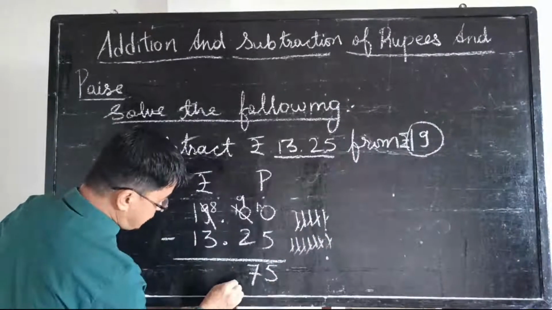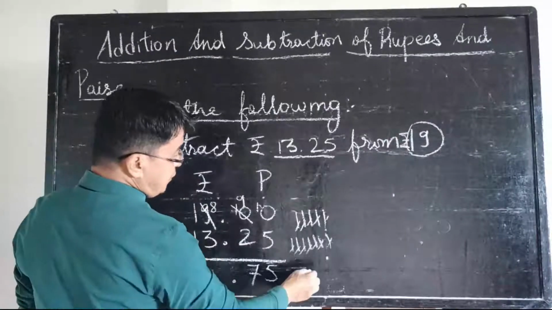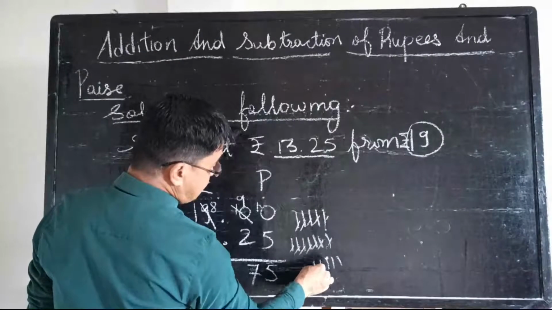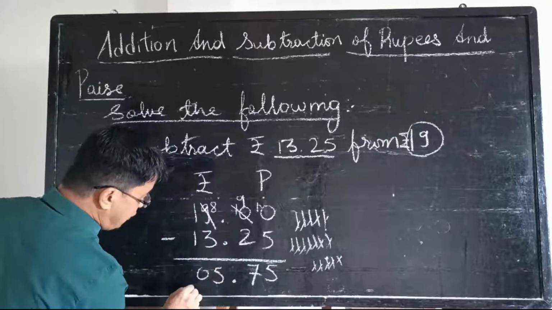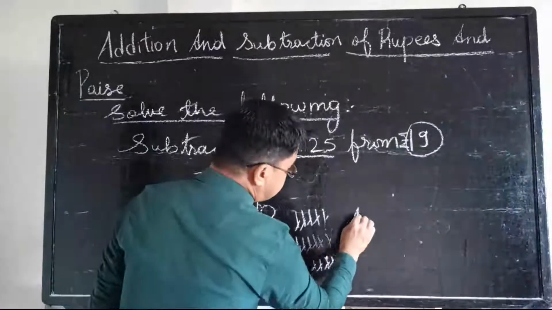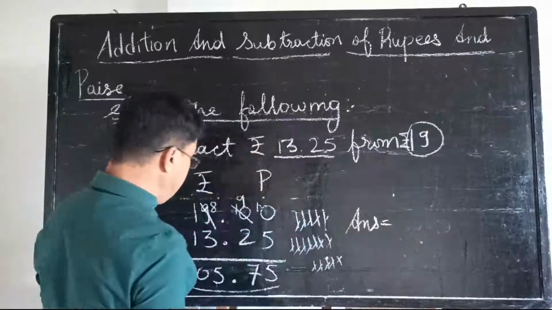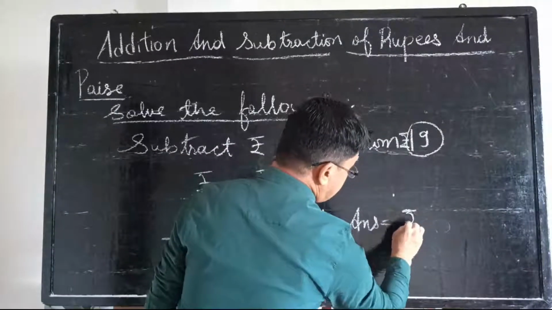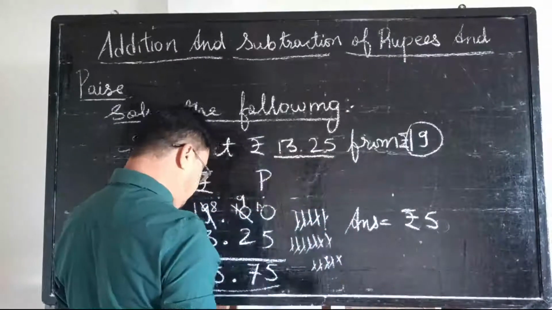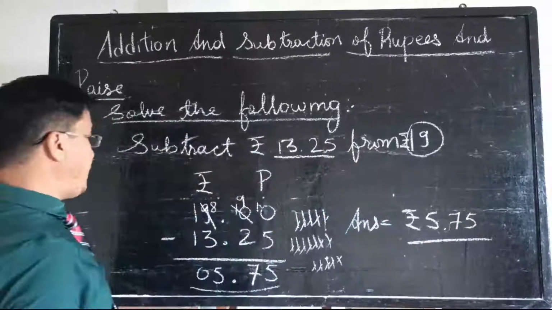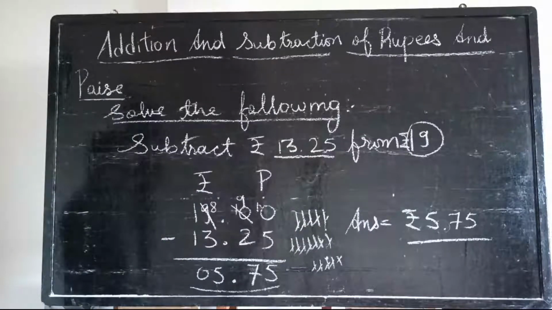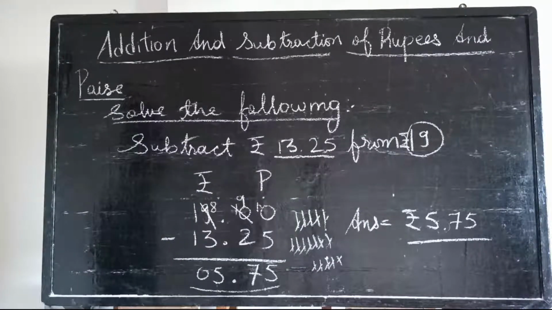Don't forget to put this dot. Now 8 minus 5, 3. Then 1 minus 1, 0. So the answer is equal to 5 rupees. How many paise? 75 paise. So when you subtract 13 rupees 25 paise from 19 rupees, we get 5 rupees 75 paise. So I hope you understood how to add and subtract rupees and paise.